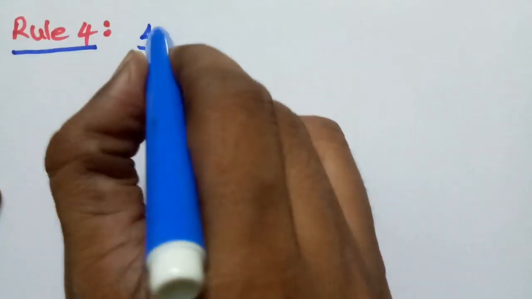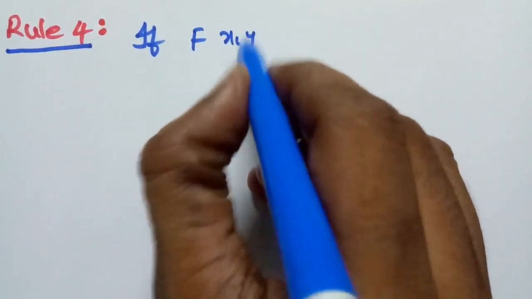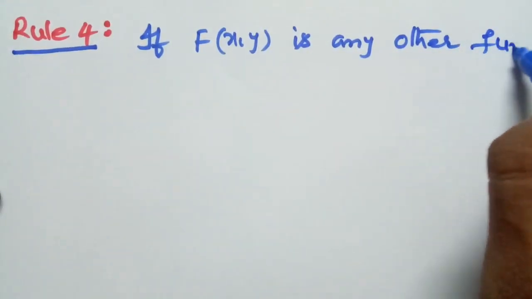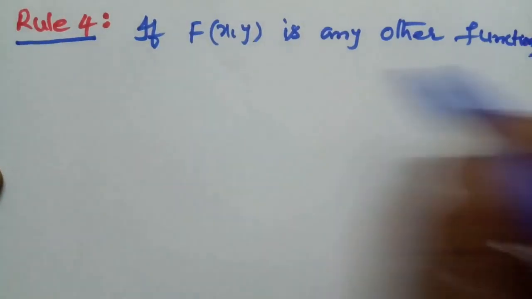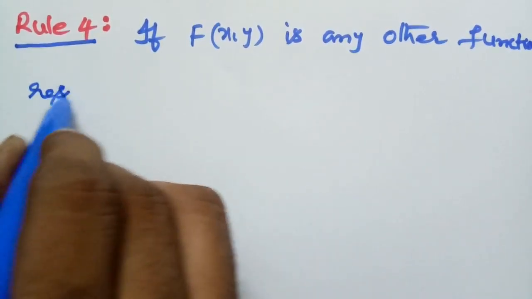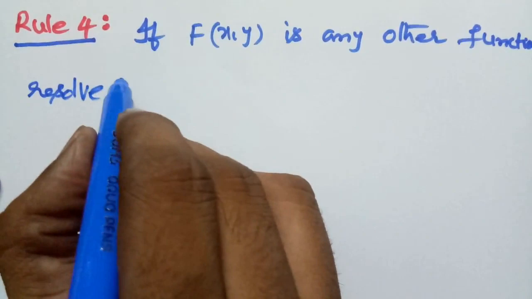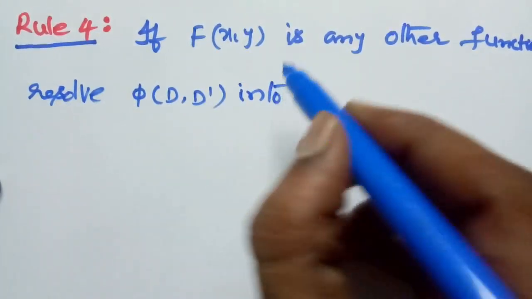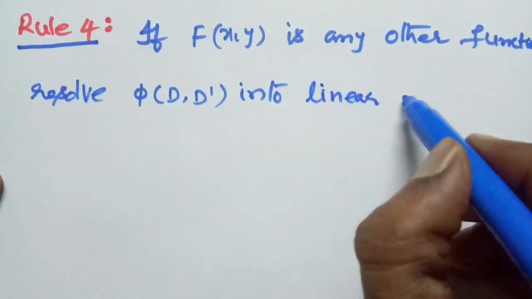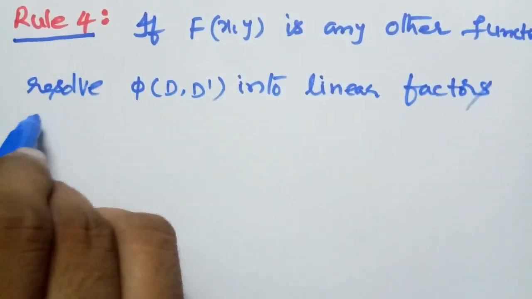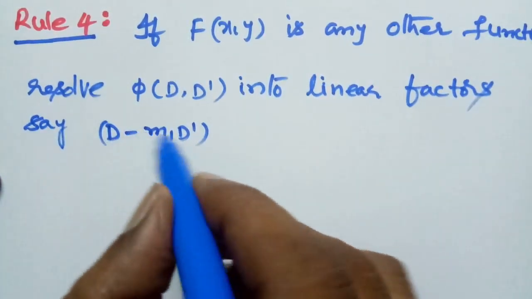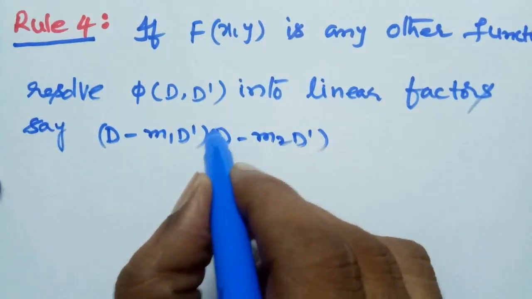Now rule number 4. If f of x comma y is any other function, resolve phi of D, D dash into linear factors, say D minus m1 D dash into D minus m2 D dash and so on.